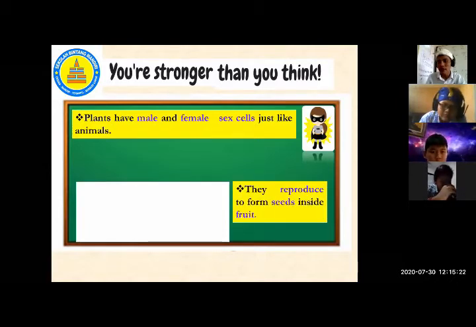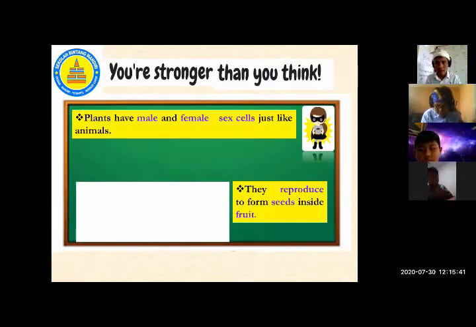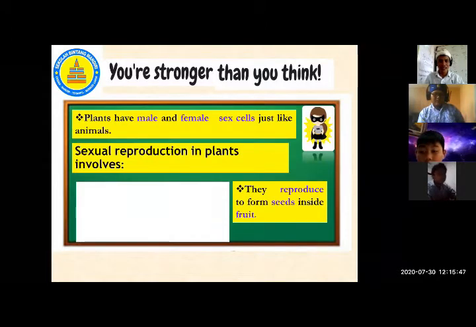please know that they reproduce to form seeds inside fruit. Because we talk about plants, male gametes and female gametes join together and they will form seeds, biji, yeah? Biji di mana? Inside fruit. Seeds itu biji, okay? So that is in plants. Next, this is what you must do.